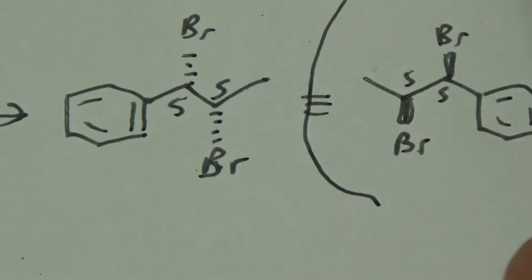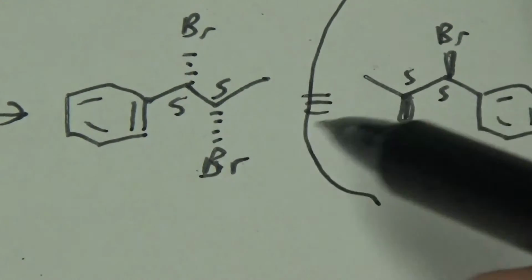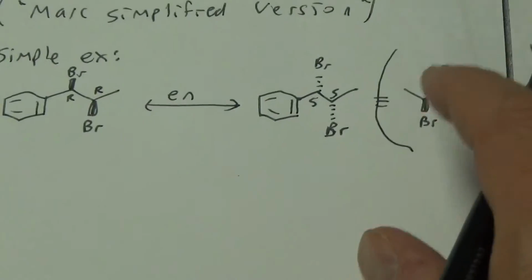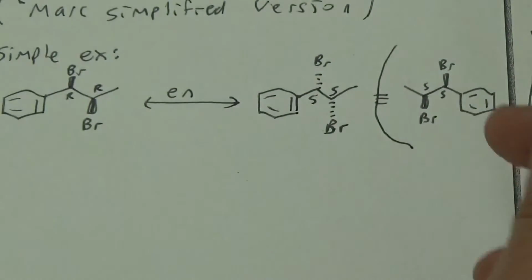Make sure you can get those. Okay, that's SS. That has to be SS, right? Okay, so it went from RR. The enantiomer is SS. All right.